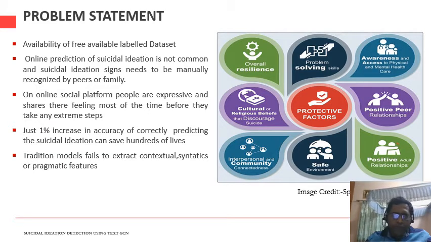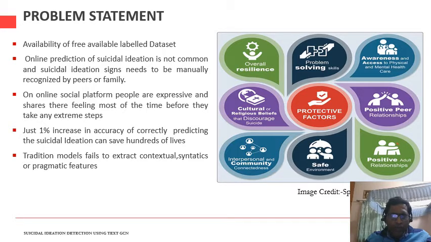Coming to the problem statement, earlier, suicidal thoughts in a person could only be detected by family members or peers by seeing the pattern or behavior of the person. Now, thanks to online social media platforms where people are expressive and share their feelings most of the time, detection can happen before they take any extreme steps.